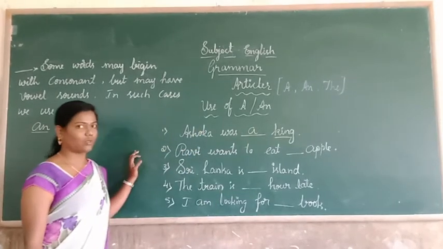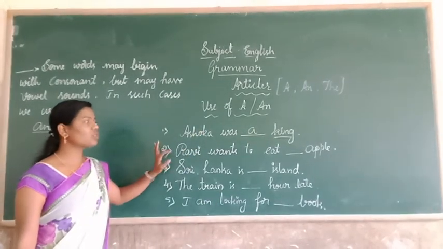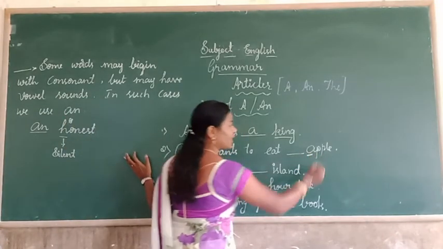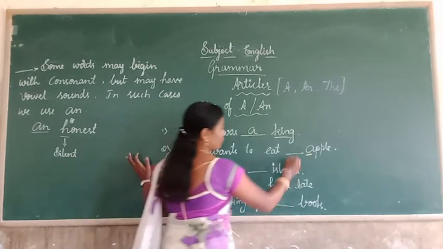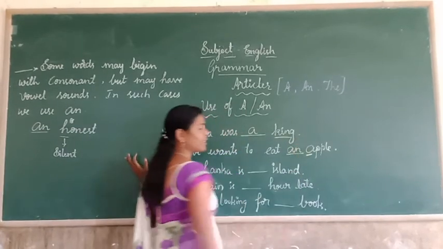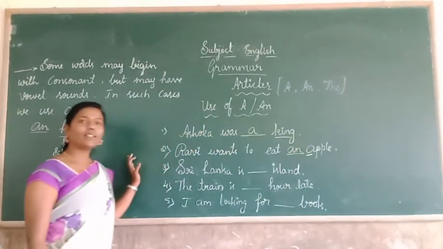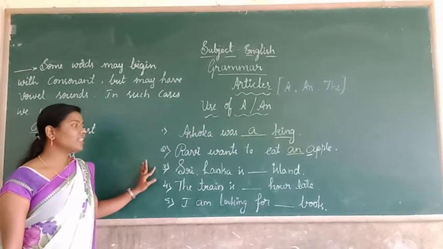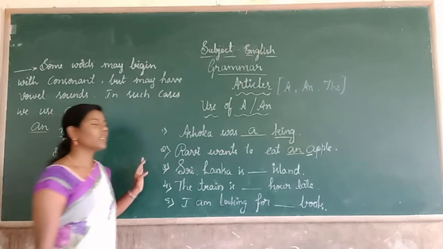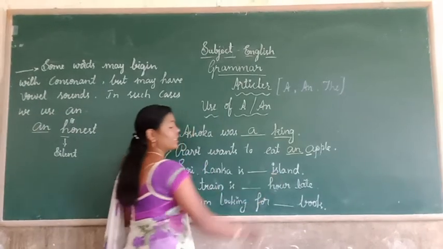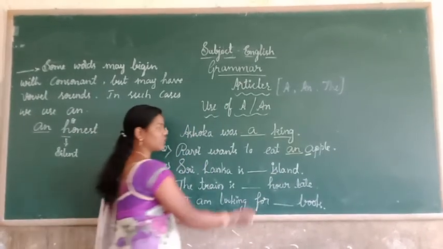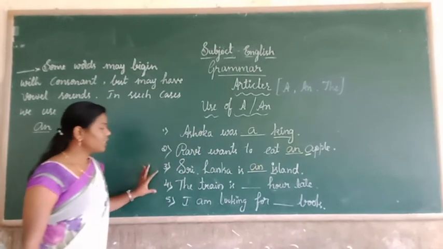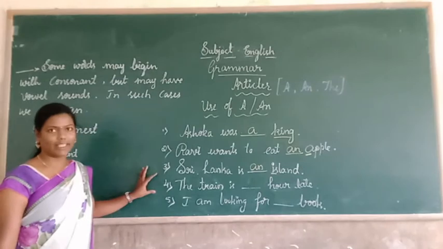Okay. Ravi wants to eat an apple. Here apple starts with A, it is a vowel, and it takes a vowel sound also, so we use an. Sri Lanka is dash island. Here island starts with I, it is a vowel sound, so we use an. Sri Lanka is an island. The train is dash hour late. Hour.